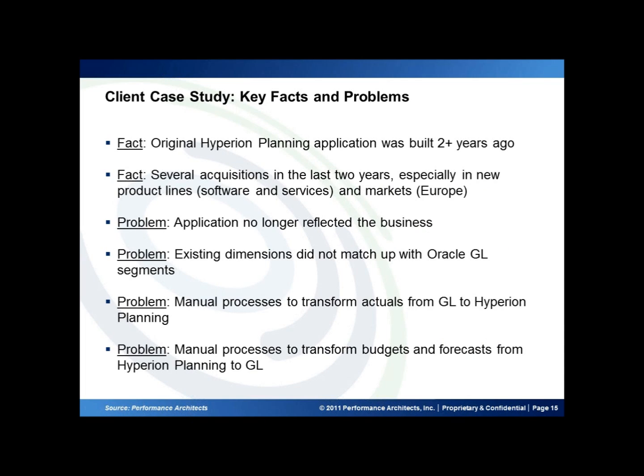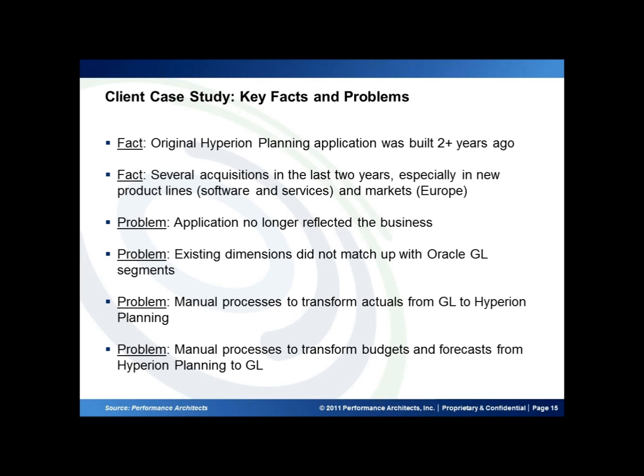So now let's take a look at some more details in regards to their planning application. The original planning application was built a little over 2 years ago. The model contained 7 dimensions and helped to facilitate their monthly forecast and yearly plan. They did some minor reporting out of the application based on their actuals too. Over the past 2 years, however, their business had grown both globally and in terms of product offering. This caused just a few problems.